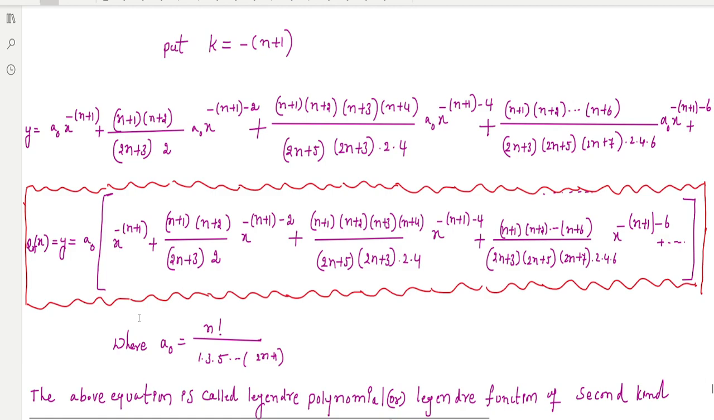This is our second kind Lagrangian polynomial equation. Here a0 is quite different from what we saw earlier. Instead of Pn of x, it is Qn of x, denoted by Qn of x. Here a0 is n factorial divided by 1, 3, 5 up to n, and so on, equal to n minus 1.